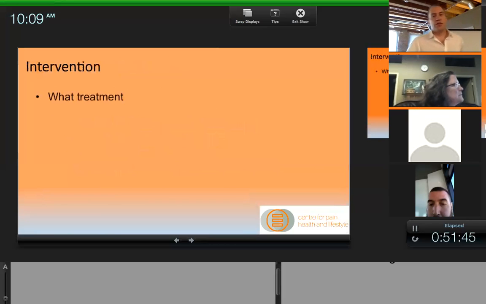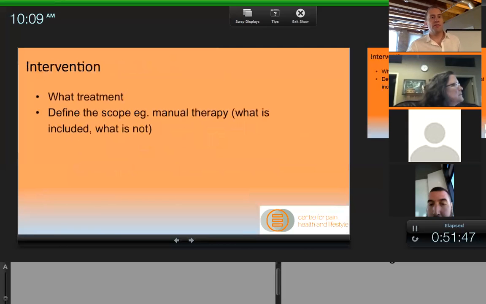The intervention. So this is what treatment you're talking about, and it defines the scope of it. If you're thinking about a manual therapy intervention, what's included and what's not? Is there something around the dose? Is it something about the type? Do you confine the intervention to a certain protocol, or do you just set some broad parameters and let the person treating decide within those parameters what to do? Again, this subtly changes the exact question that you're answering.